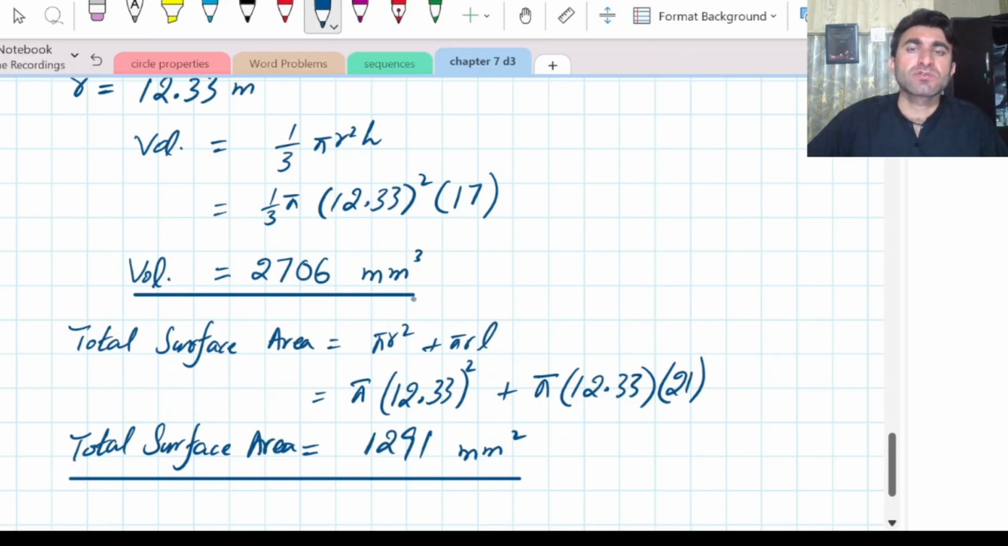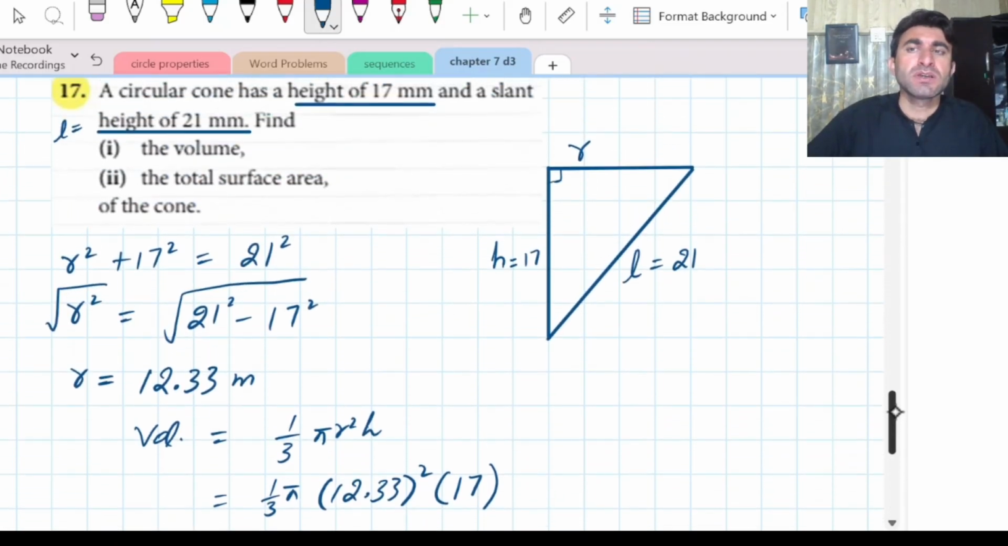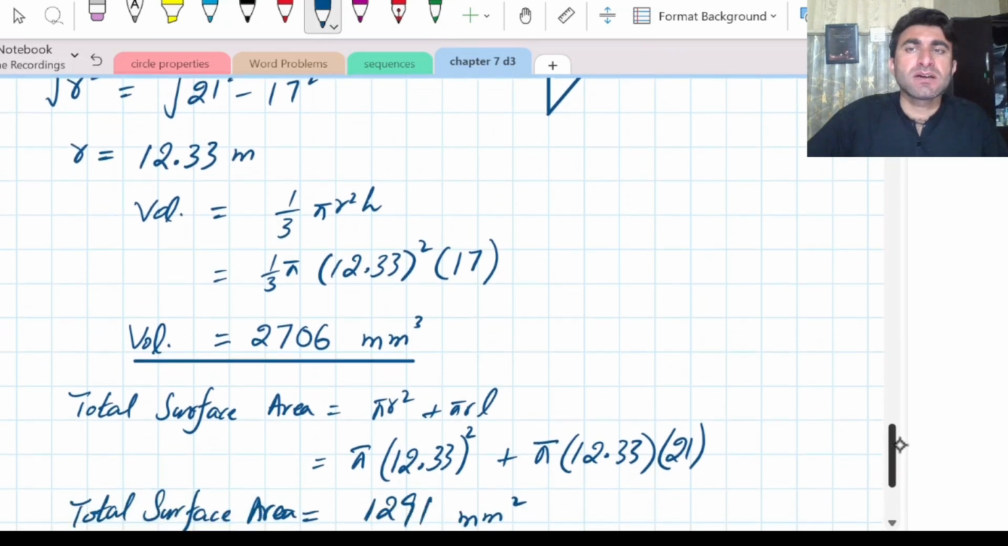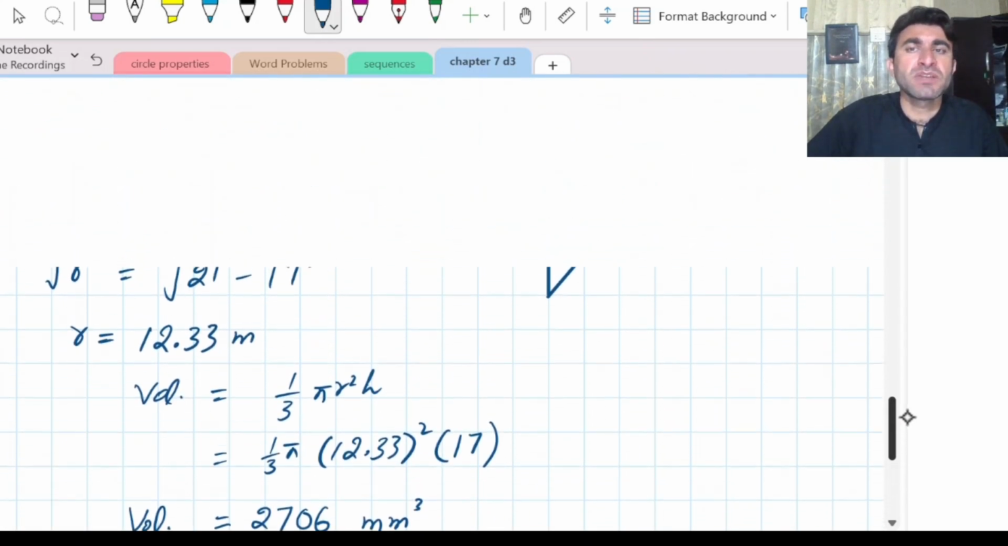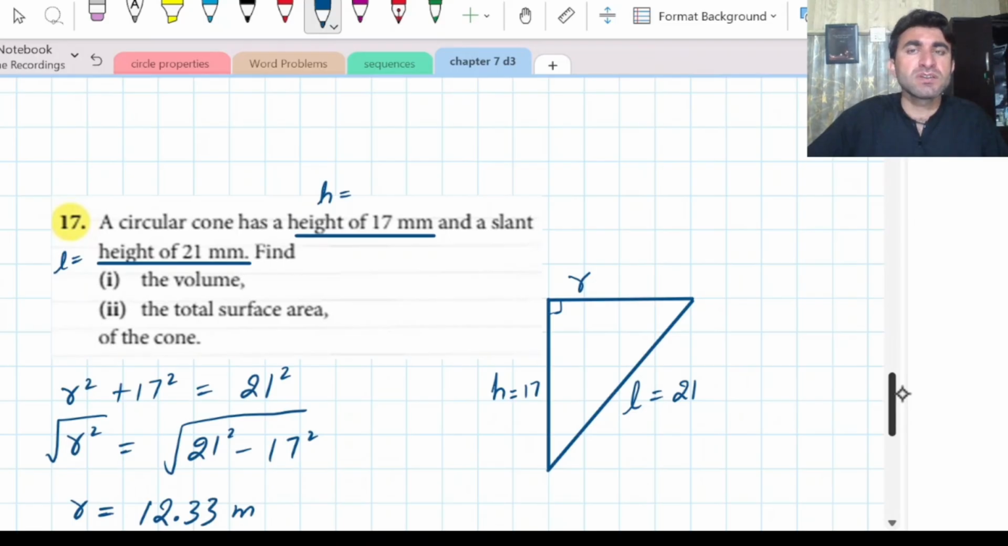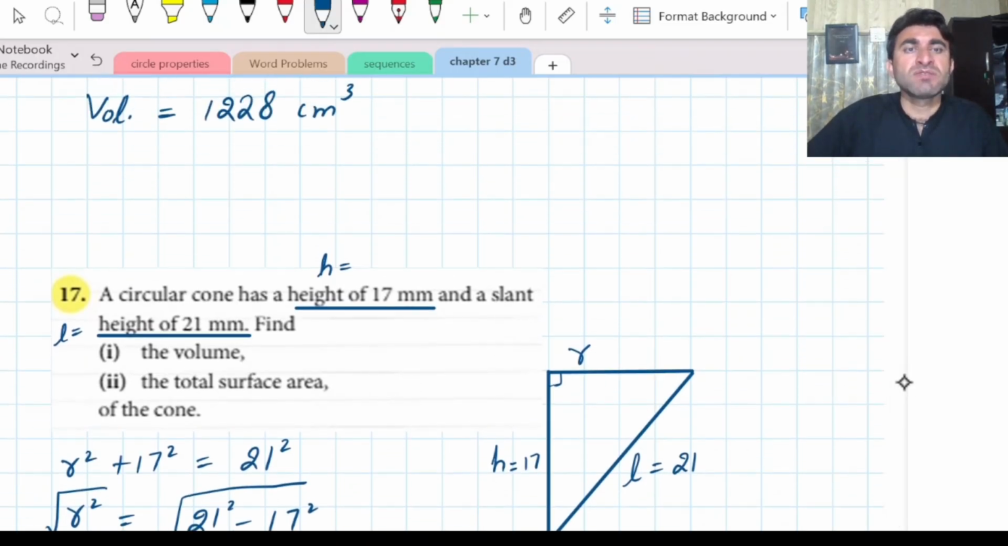So this was question number 17 of this exercise, and I hope that these questions are enough to practice the volume, surface area and symmetry of cones. In the next video we will start the next exercise, which is about the volume, surface area and symmetry of sphere.